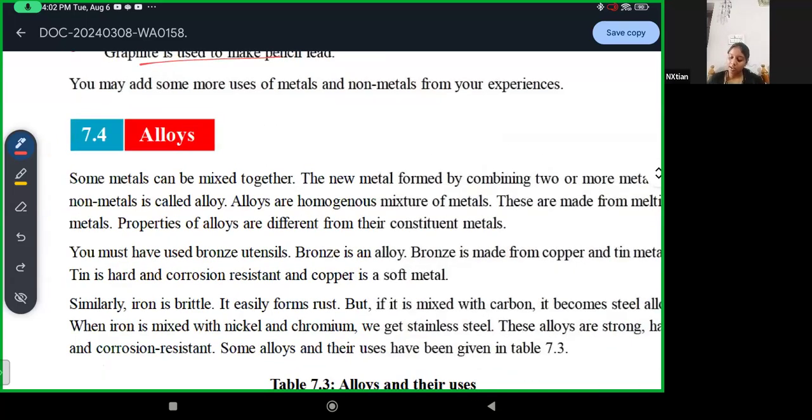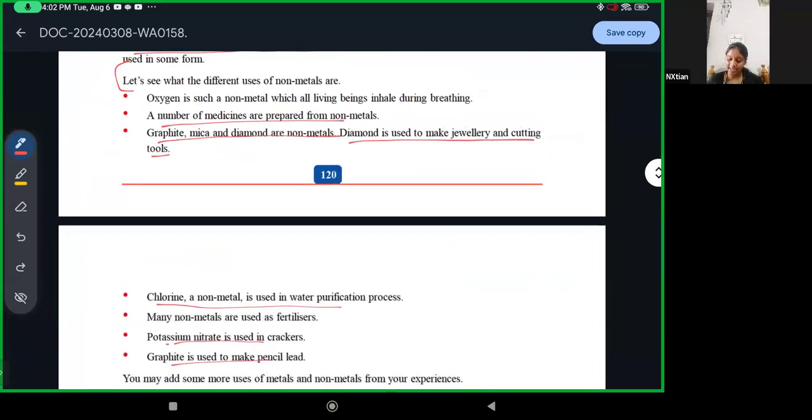Can you all give me one example of a metal and its use and one example of a non-metal and its use? Ma'am, iron is a metal and it is used for different things such as making furniture sometimes, or utensils or something like that. Yeah, right. And non-metal.